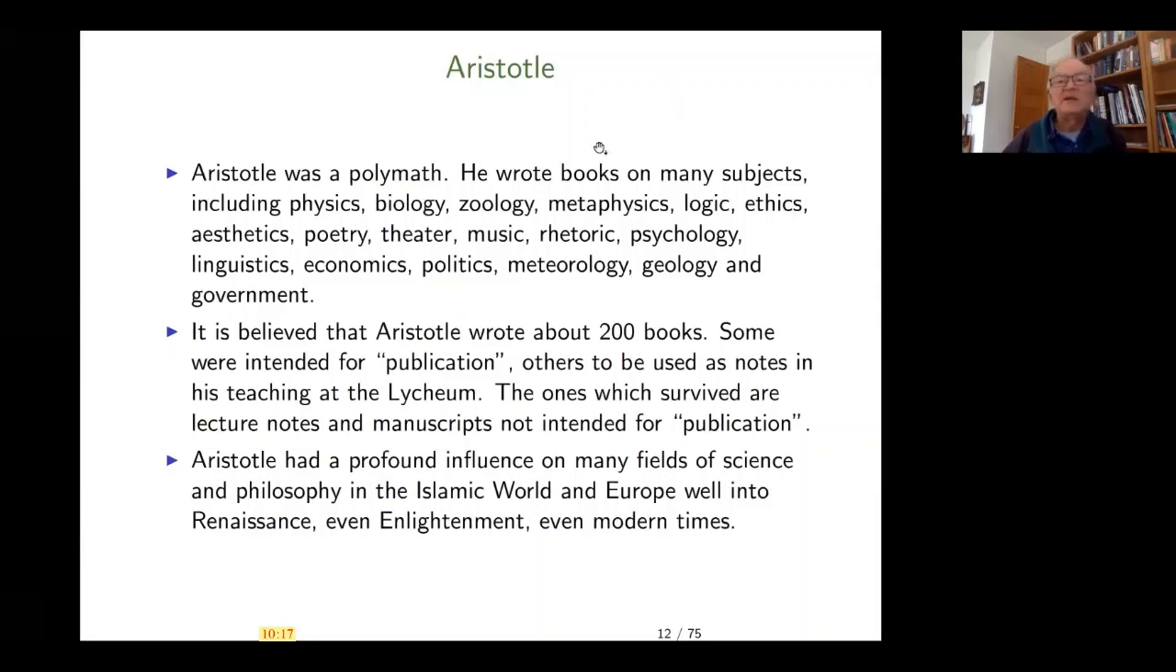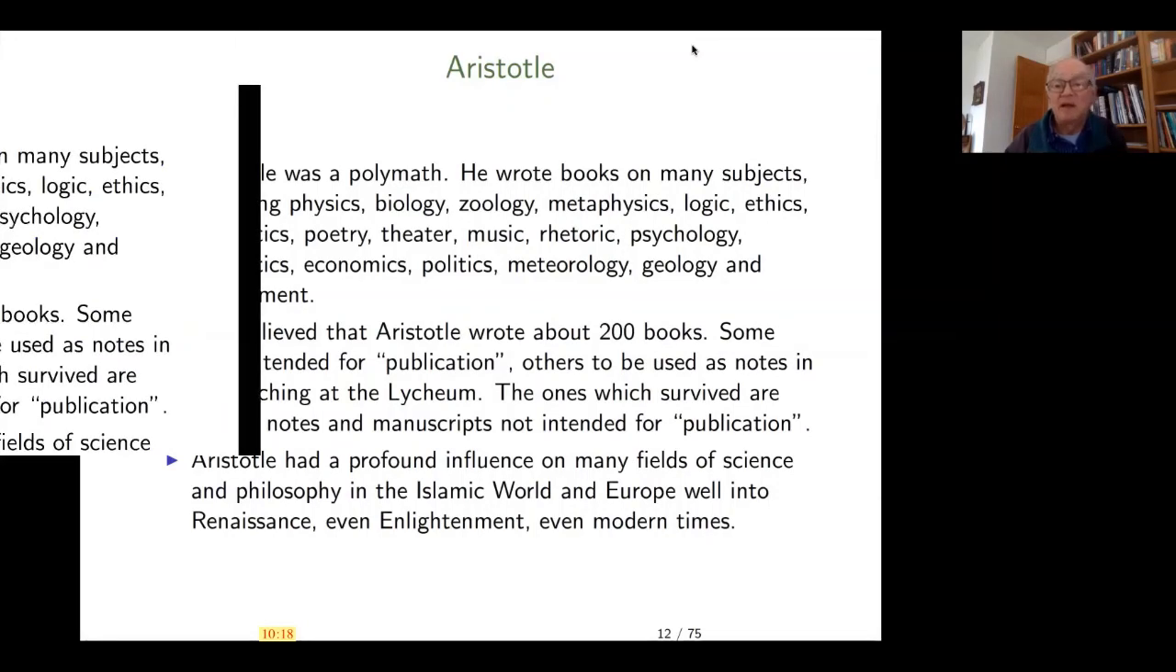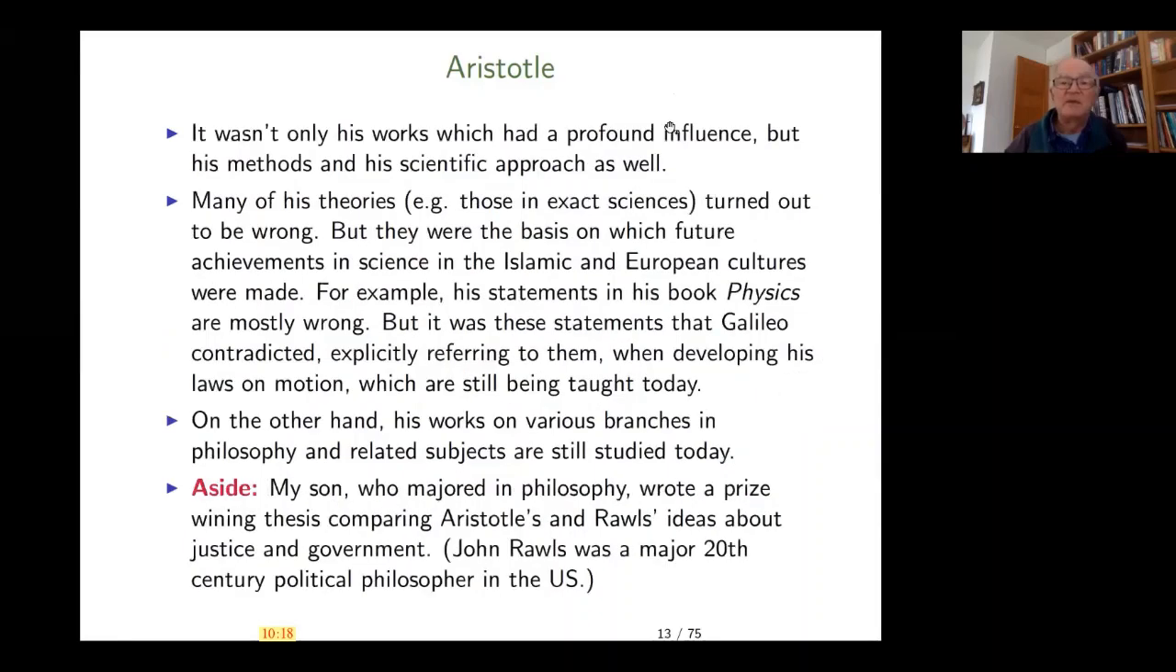So Aristotle was such a great person, and he wrote so much that I cannot do justice to him in just a few slides here. It is believed, I read someplace, that he wrote about 200 books, which is amazing. I don't know exactly how long he lived, but it means that he was writing several books a year.